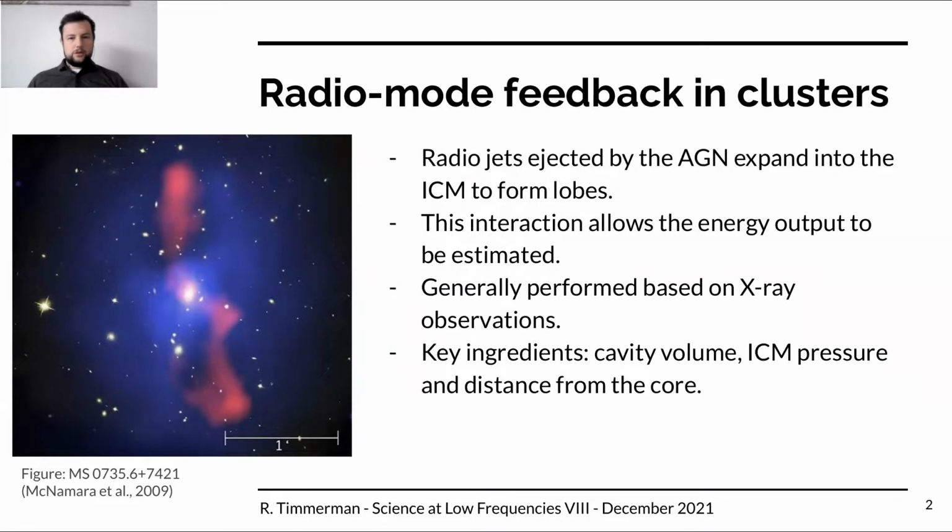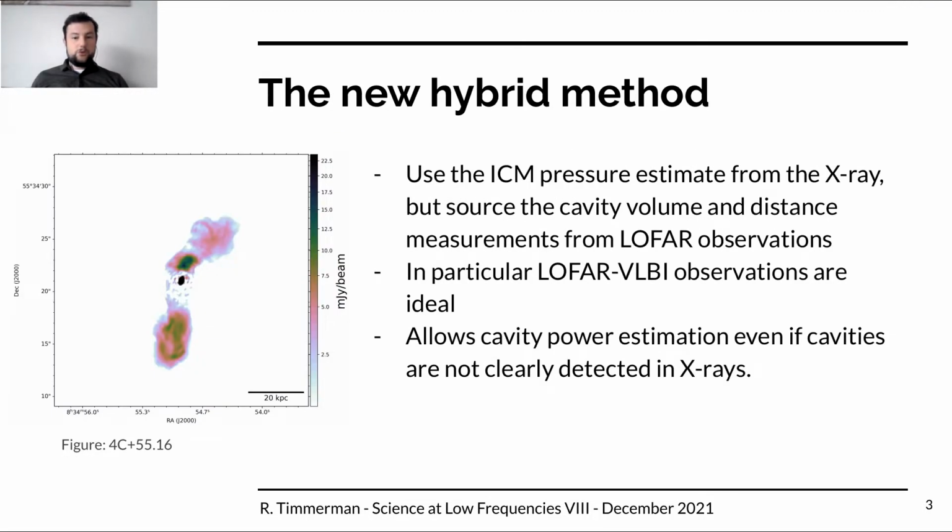Key ingredients here are the cavity volume, the amount of ICM pressure that is acting on the radio lobe, and the distance from the core. We propose a new hybrid method based on a combination of observations. So we use the X-ray observations to measure the ICM pressure that is acting on the radio lobe, and we use radio observations, in particular LOFAR, to measure the cavity volume and distance to the core.